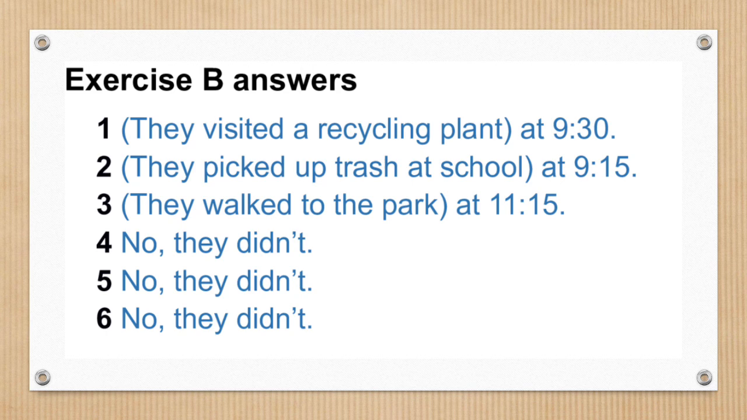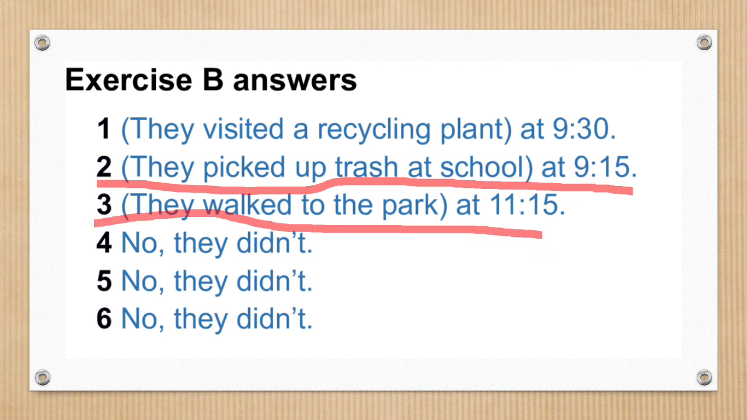Here are the answers for activity B. Number 1, they visited a recycling plant at 9:30. Number 2, they picked up trash at school at 9:15. Number 3, they walked to the park at 11:15. And number 4, 5, and 6 are no, they didn't.